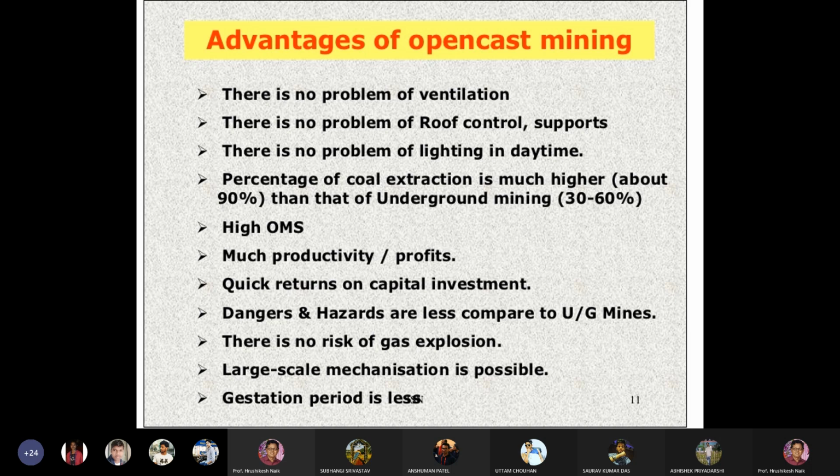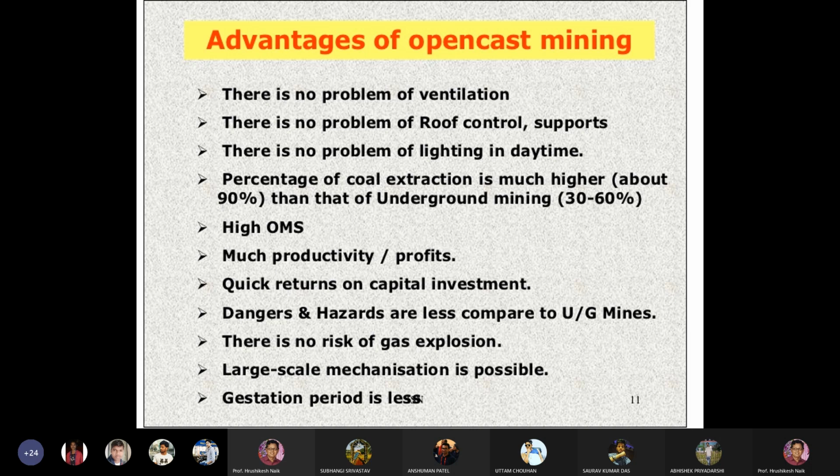There is no problem of roof control and supporting system. If you are going for underground mining, you have to control the roof. The roof will fall down, and that will create problems for the miners. And there is no need of any supporting system in open cast mining. So in open cast mining, no need of roof control, no need of a supporting system is necessary. So you are saving money in open cast mining.